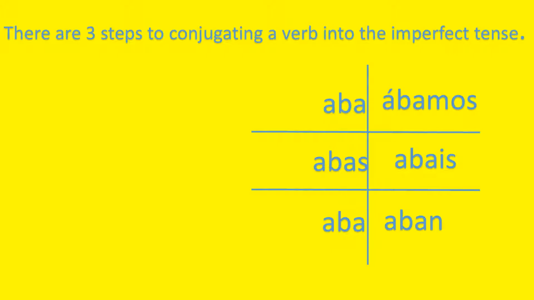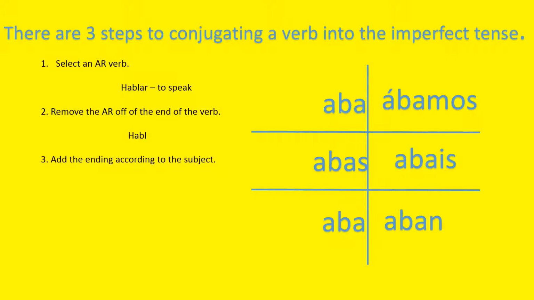Notice the chart underneath, the verb chart. These are the new endings. The conjugation process is done exactly the same, but with different endings, with different meanings. So, first we select an AR verb. Let's select hablar, to speak. Then we remove the AR off of the end of the verb, leaving us with habl, which is the root of the verb. And then we add the ending according to the subject.